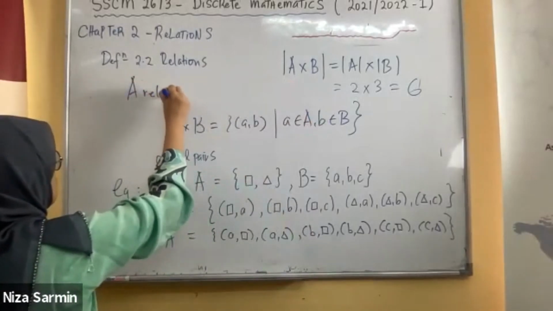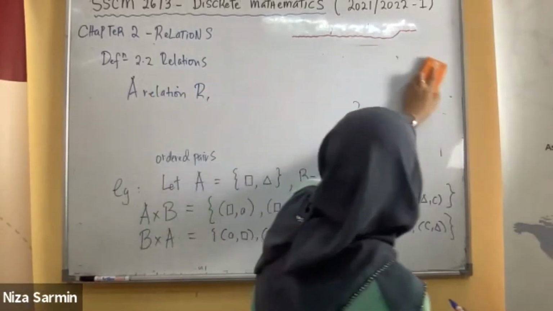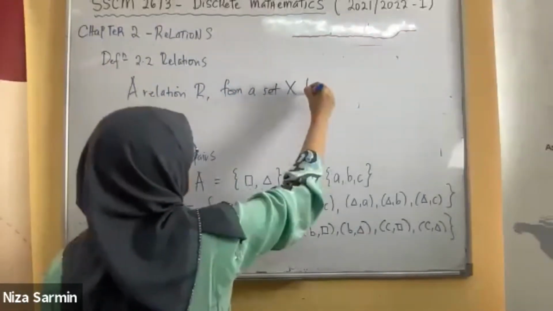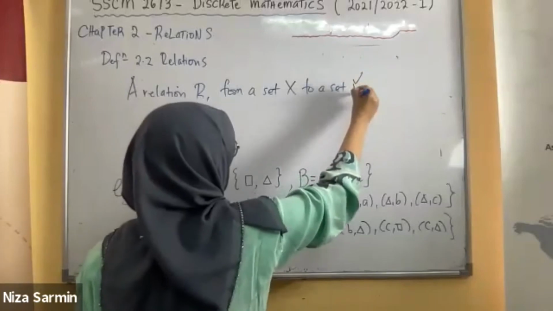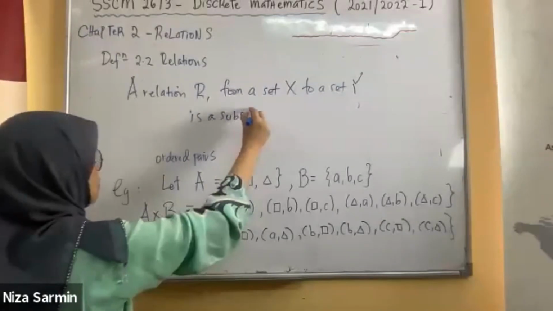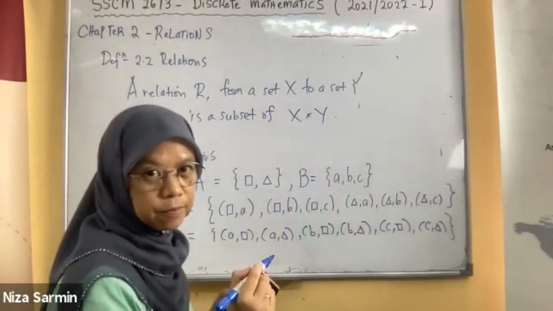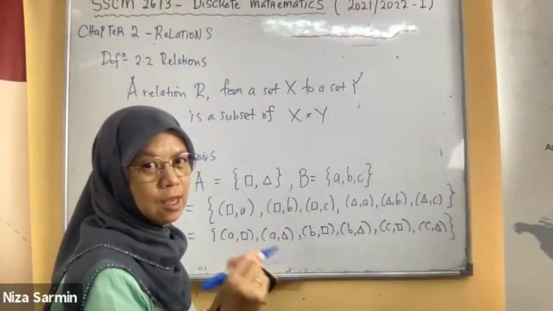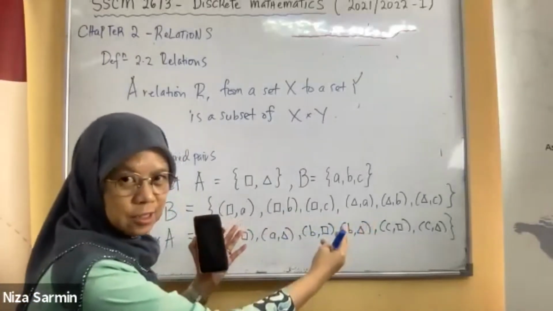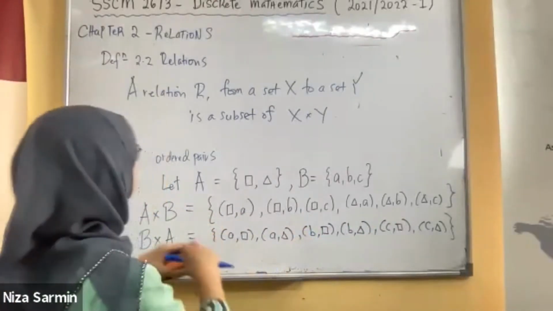A relation R from a set X to a set Y is a subset of X cross Y. Okay, meaning from this one, you can just take some pairs and it becomes a relation. Okay.